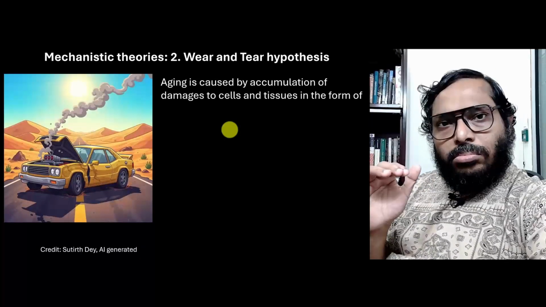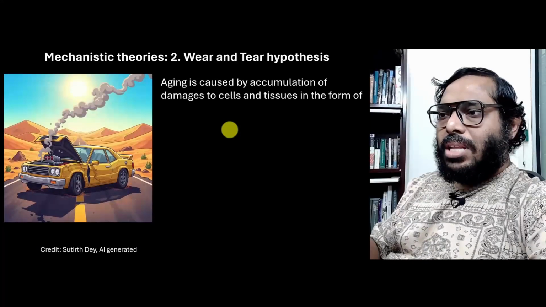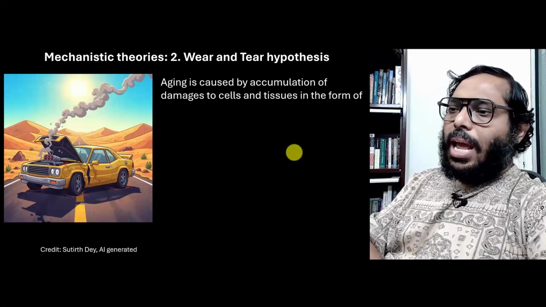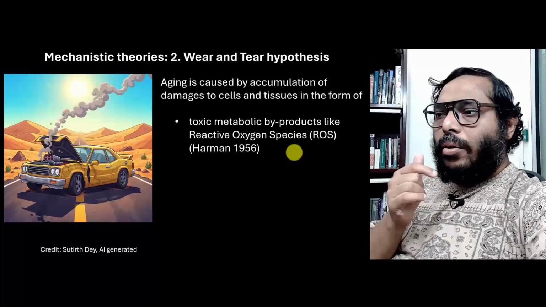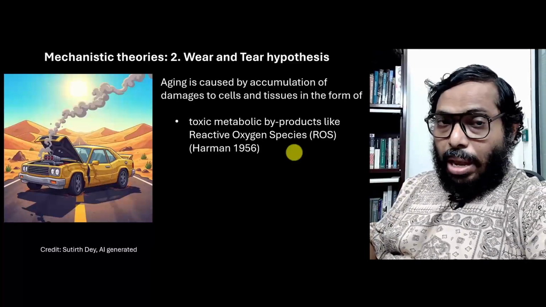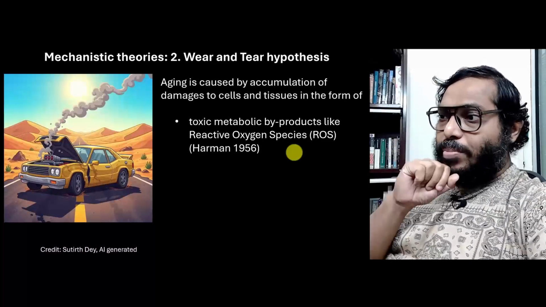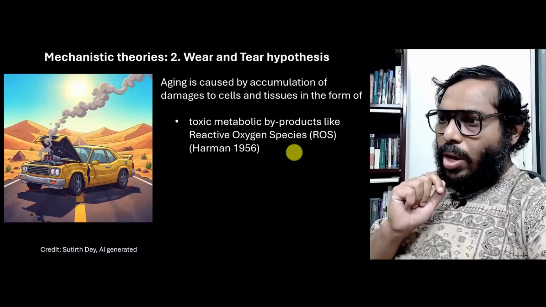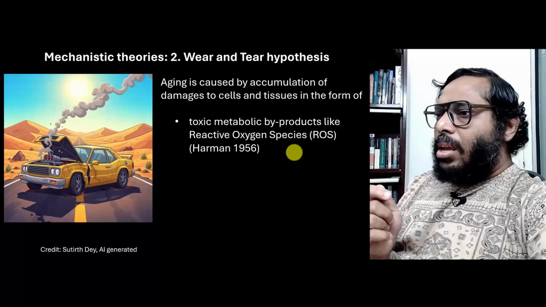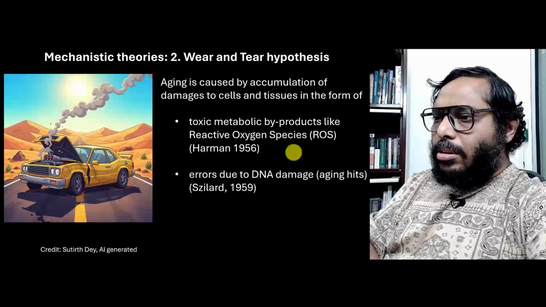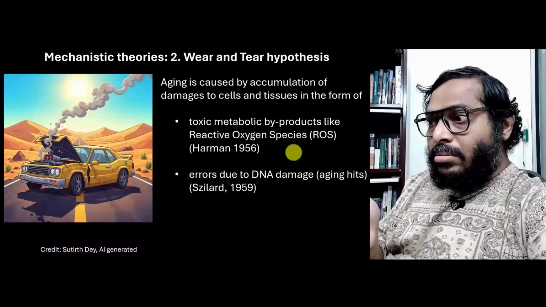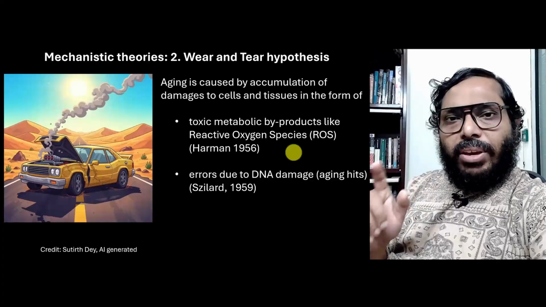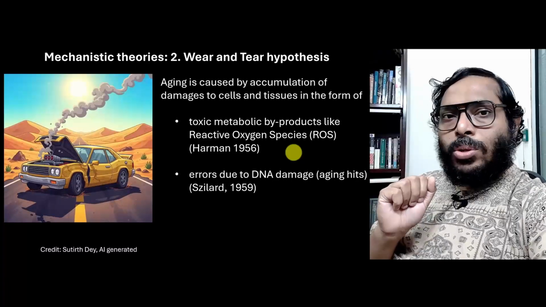Due to the functioning of organisms, there are all kinds of damages to cells and tissues. For example, you can have damages in terms of toxic metabolic byproducts, for example reactive oxygen species. This was a theory that was given in 1956 by a guy called Harman. Or you can even have wear and tear in terms of DNA damage. This was a theory which was propounded by this very famous physicist called Leo Szilard.